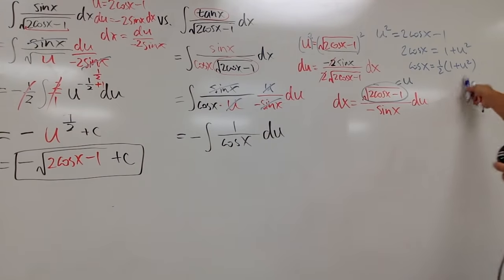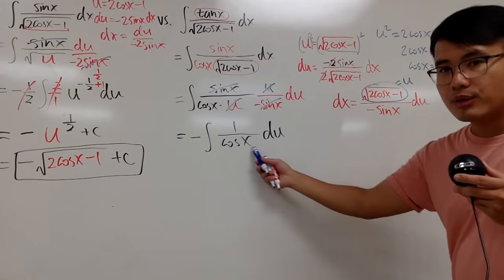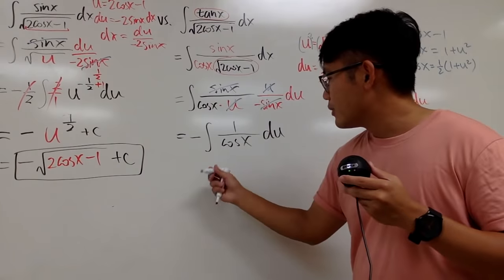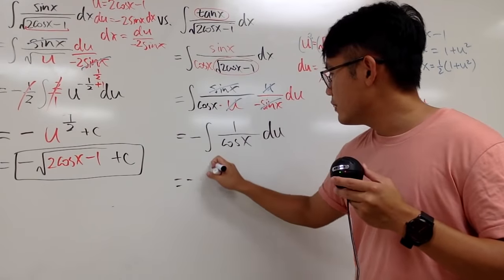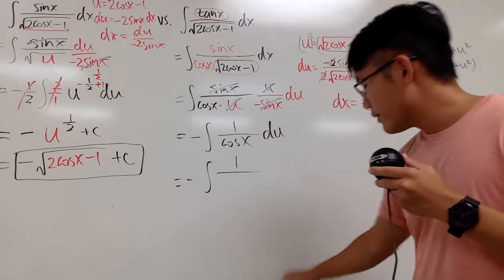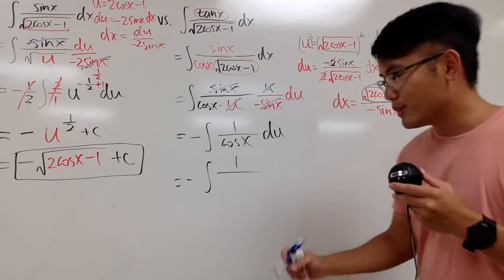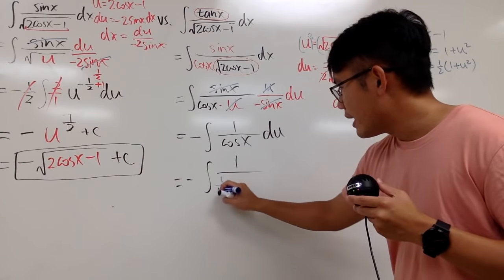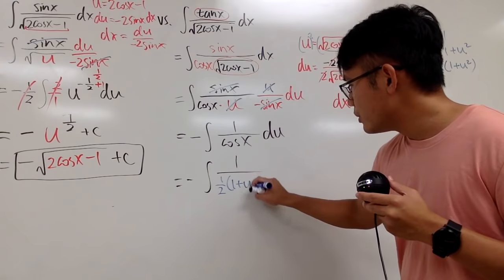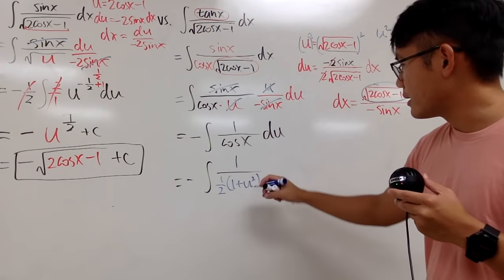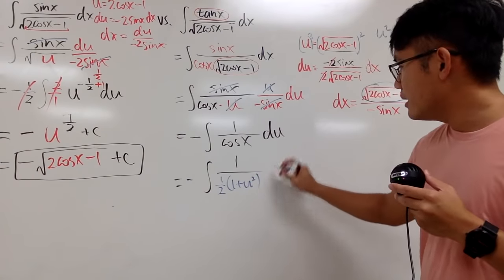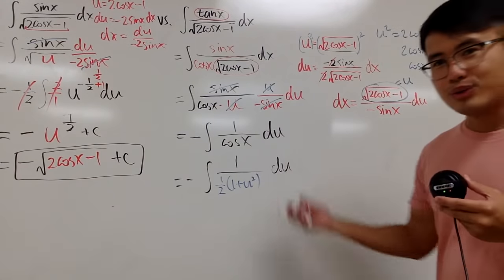So I will put this down for the denominator right here, right? You see, we will have now negative integral 1 over, that's the denominator here, which is 1/2 times 1 plus u squared, like this, multiplying the parentheses, and this is the u world, and we're so ready to integrate.